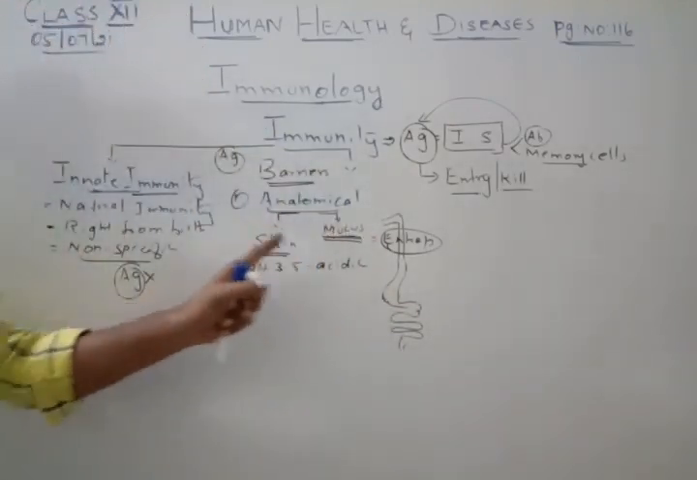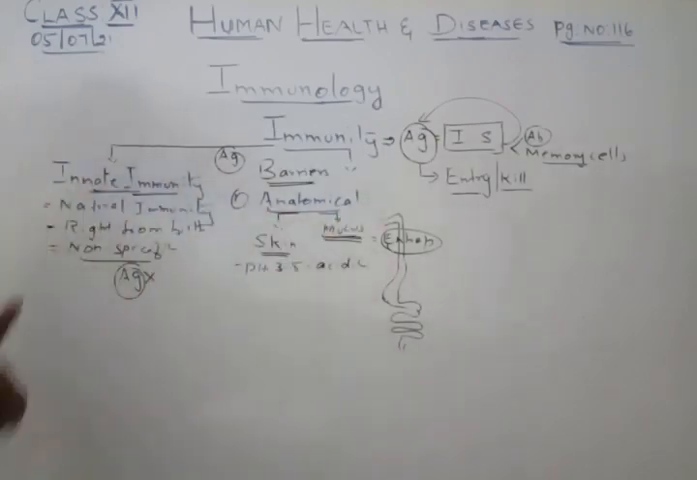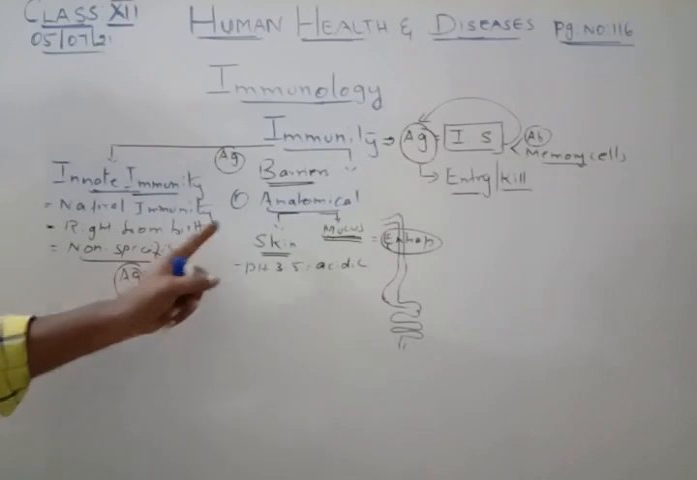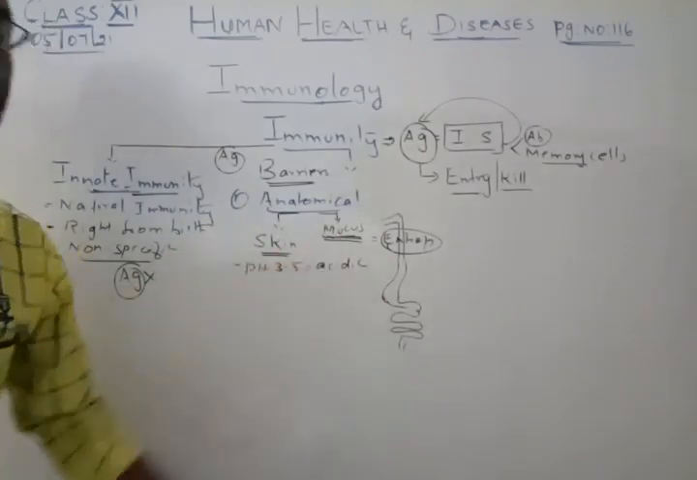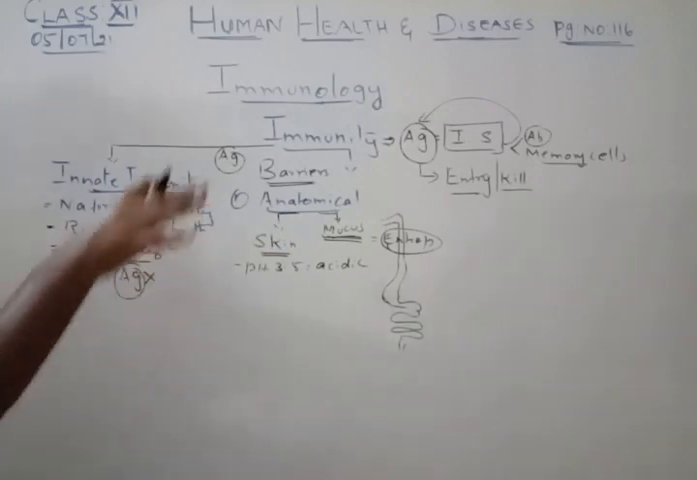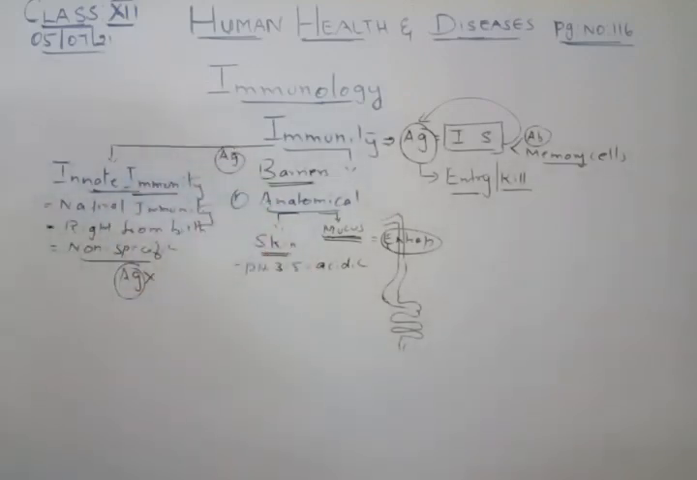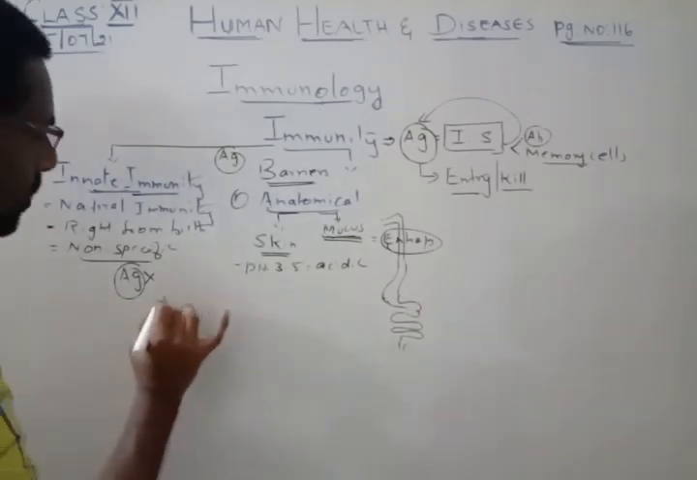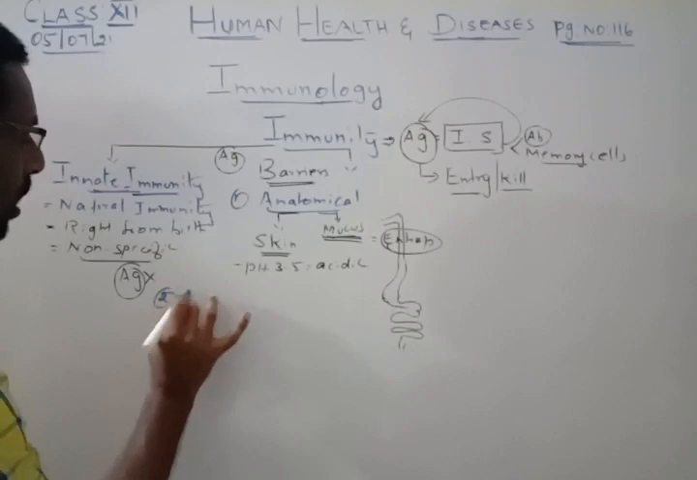So that is how the anatomical barriers act in innate immunity. There are the skin and the mucus. The skin, due to its acidity, and the mucus, which is involved in the entrapment of microorganisms. So this is the first barrier in innate immunity. And the second barrier is the physiological barriers. The second barrier, that is the physiological barriers.